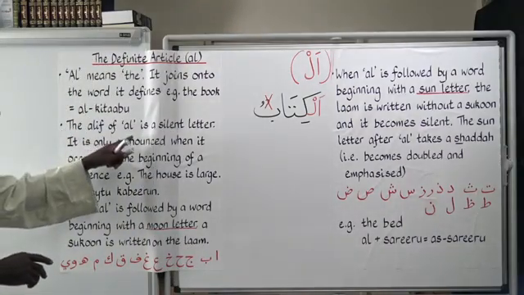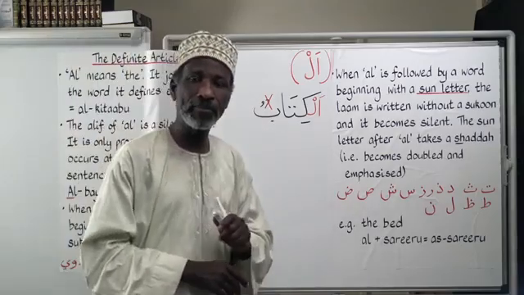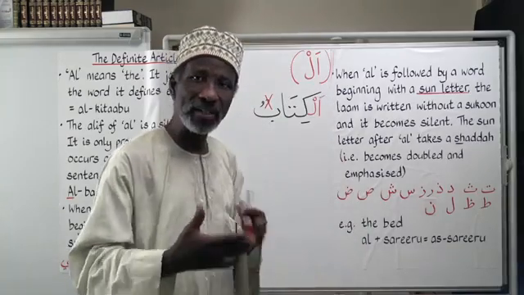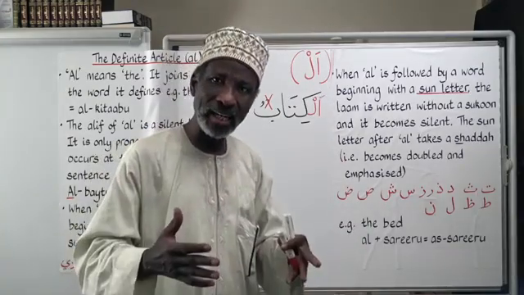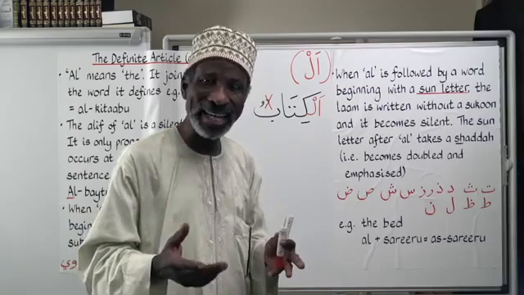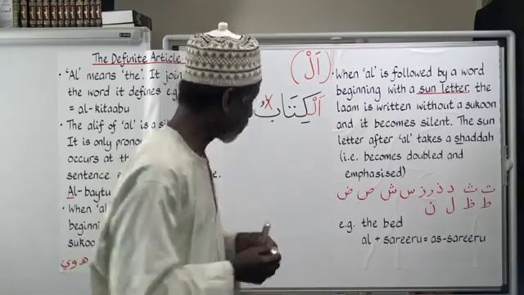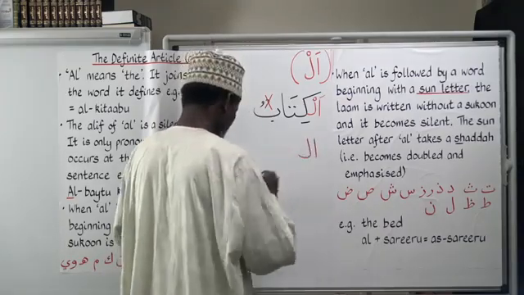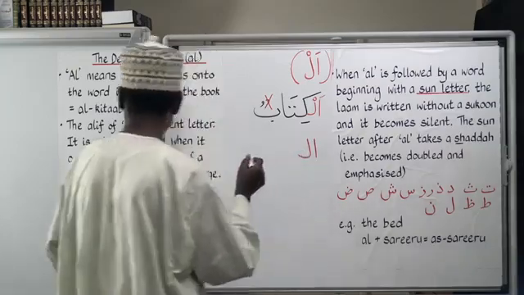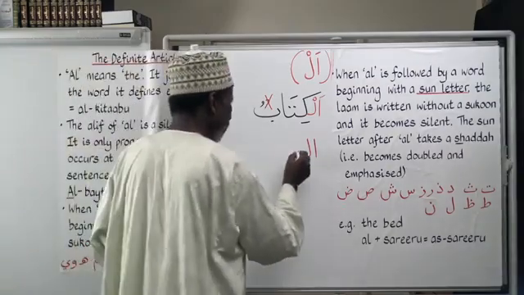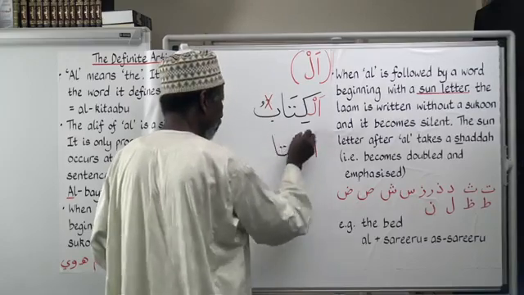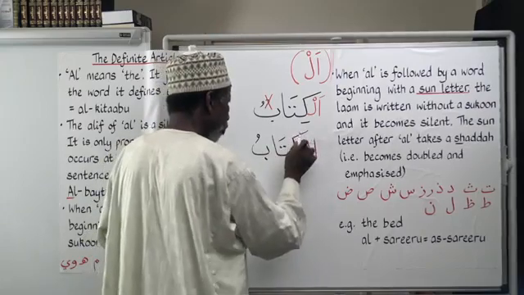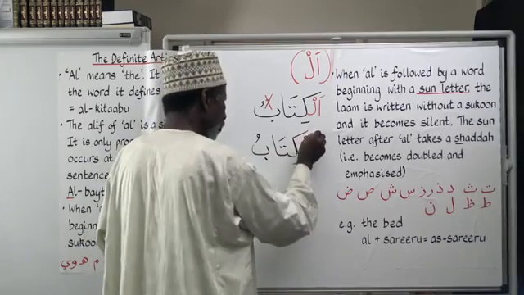The alif of al is a silent letter, which means you hear the sound of a only if it is at the beginning. If you have any letter or word before it, that sound will be suppressed. For instance, let's use al-kitab again. Al-kitabu. Now kitab, that's your sukun and that's your fatha.